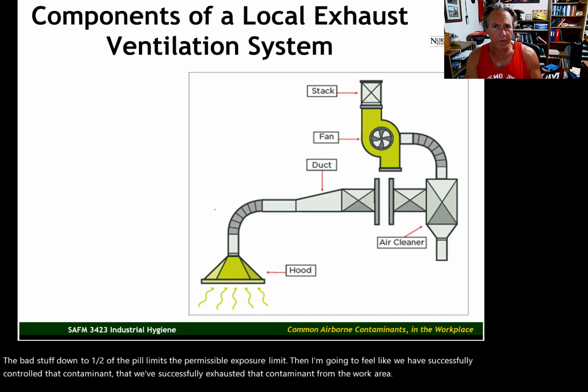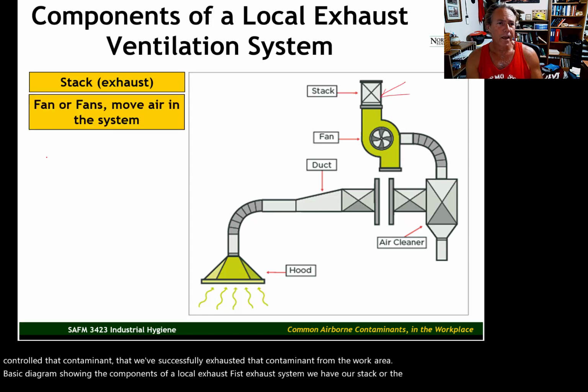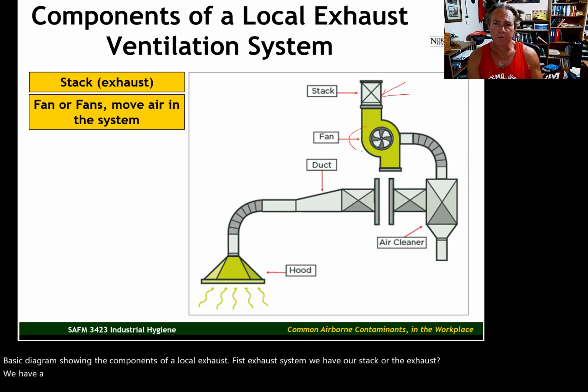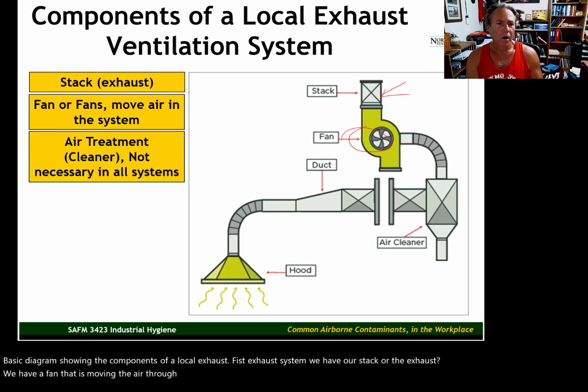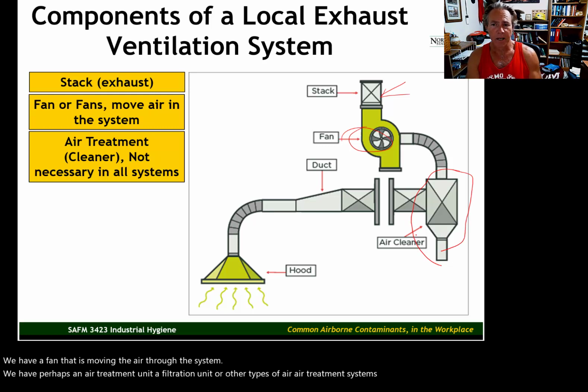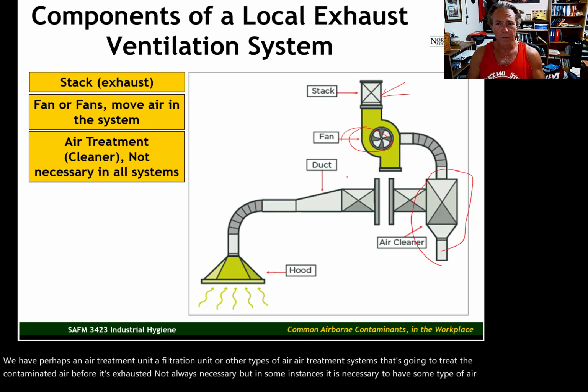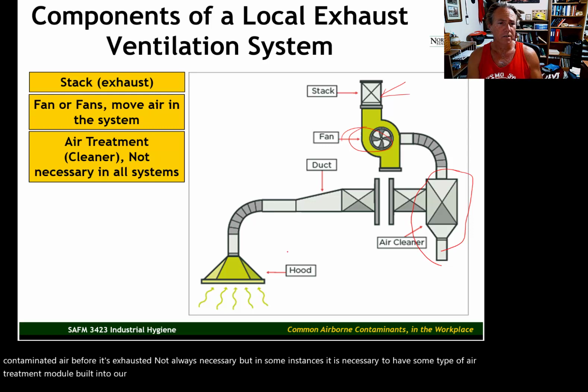Basic diagram showing the components of a local exhaust system. We have our stack or the exhaust. We have a fan that is moving the air through the system. We have perhaps an air treatment unit, a filtration unit, or other types of air treatment systems that's going to treat the contaminated air before it's exhausted. Not always necessary, but in some instances it is necessary to have some type of air treatment module built into our local exhaust ventilation system.